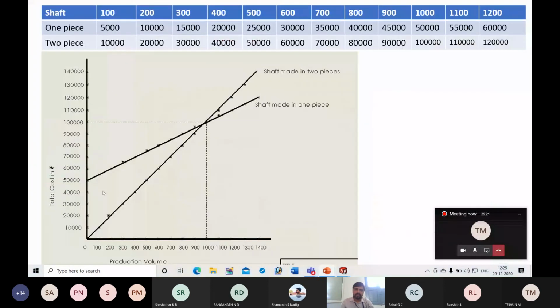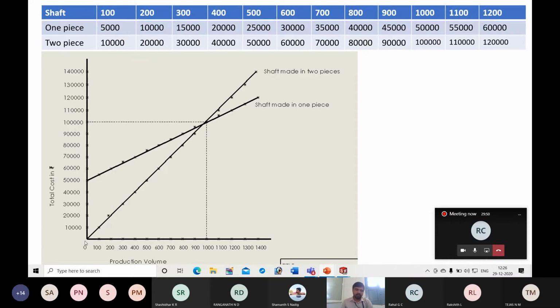Okay, next for 300, the variable cost is 15,000 and the fixed cost is 50,000, so the total cost will be 65,000. Then 70,000, 75, 80, 85, 90, 95, 100, like this. It will vary depending on the production volume. So this is the plot for the shaft made in one piece. You will get this line.